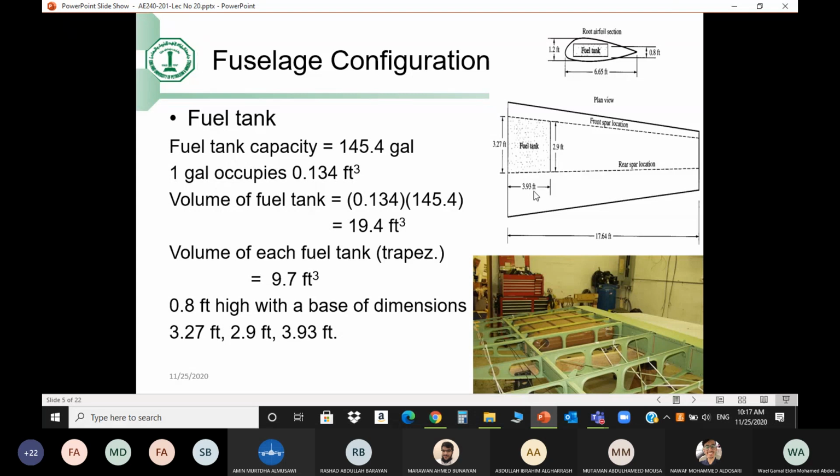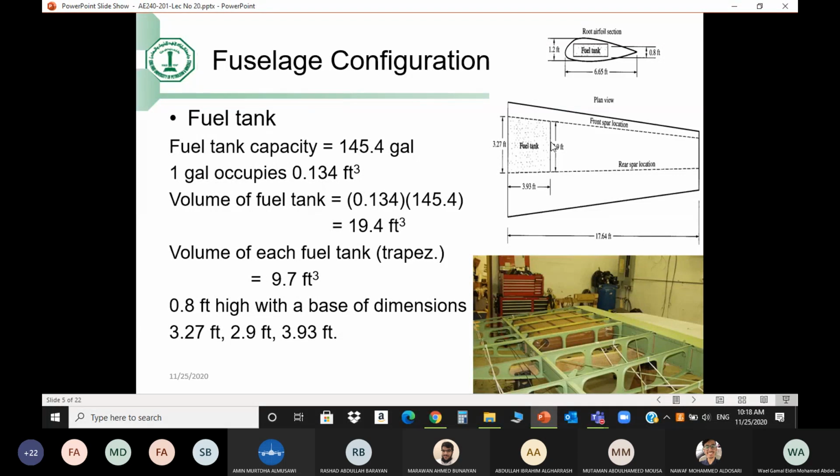Now let's calculate that to check that this length will actually give me the 9.7. 3.2 plus 2.9 divided by 2 is the average base. Multiplied by this will give me the area. Multiplied by the 0.8 will give me the volume, and that will be the 9.7. If you need more room, you will have to take more length and you will calculate the new volume.